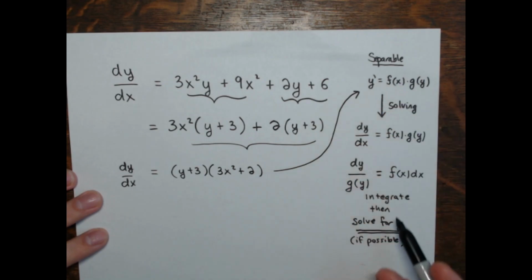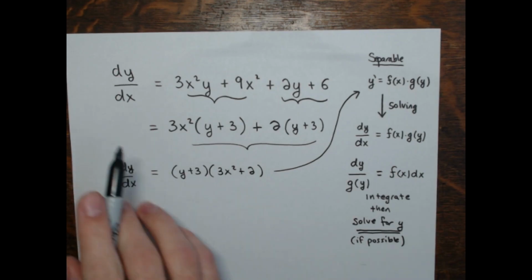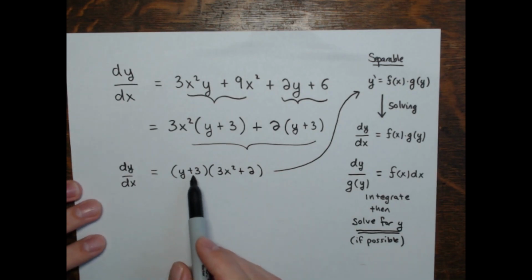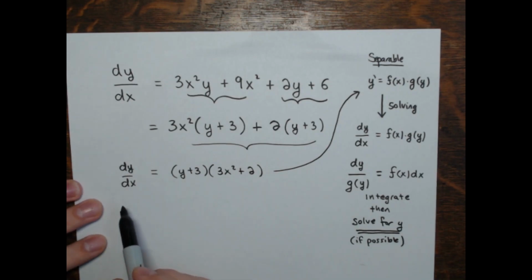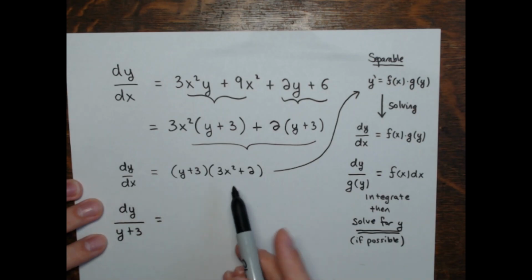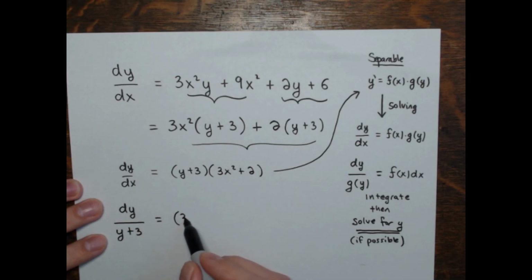I'm going to go about solving it the way I described over here, finding a function y of x that will satisfy this. So I do the separation. I get the y plus 3 over on the left with the dy. So we have dy over y plus 3. And then the dx over on the other side with all the x stuff with the f of x. All right, so 3x squared plus 2 dx.